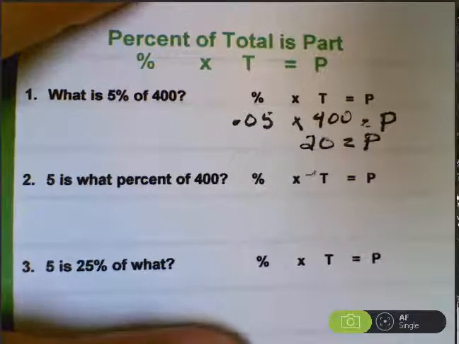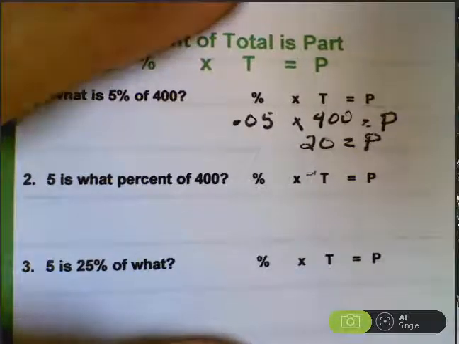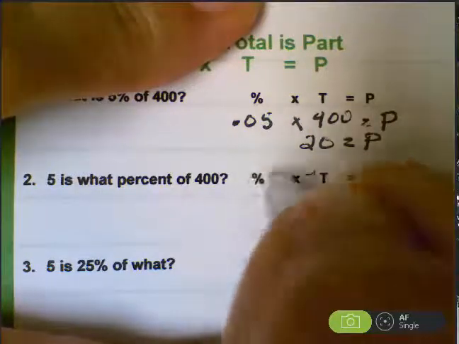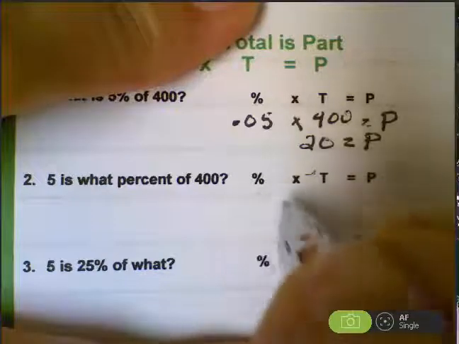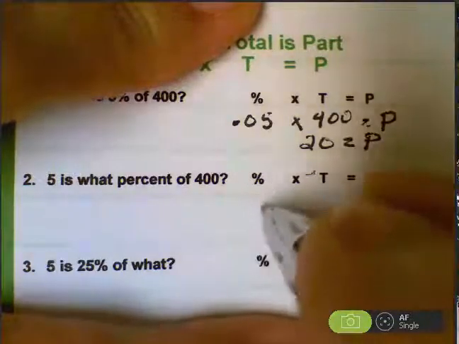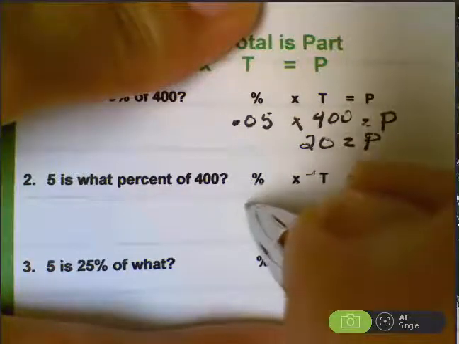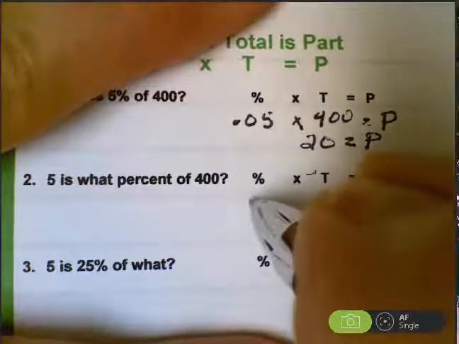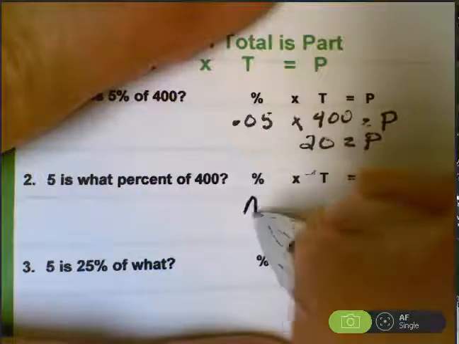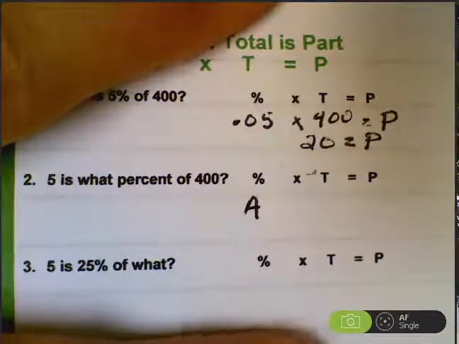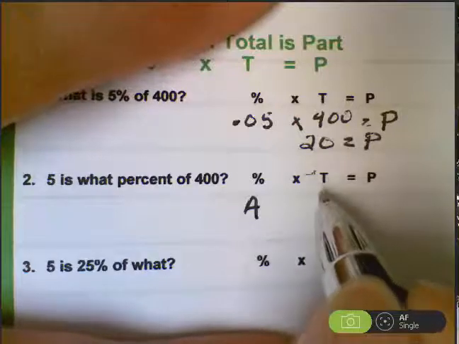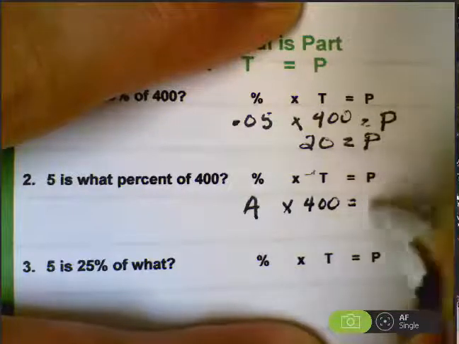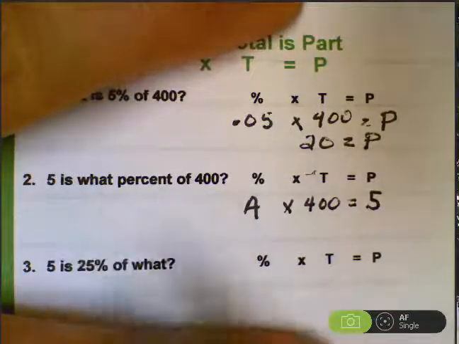Second example, 5 is what percent of 400? Here I'm looking for the percent. If I don't want to keep that percent sign in there, I'm just going to let A stand for percent. No reason. Percent times total. The total here is the 400. And 5 is just part of the 400.